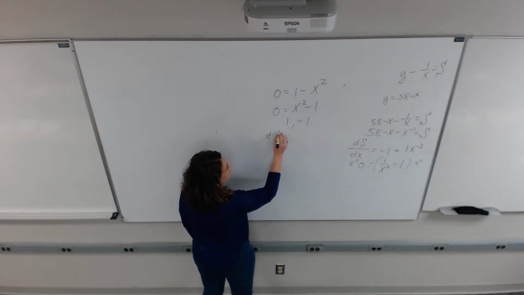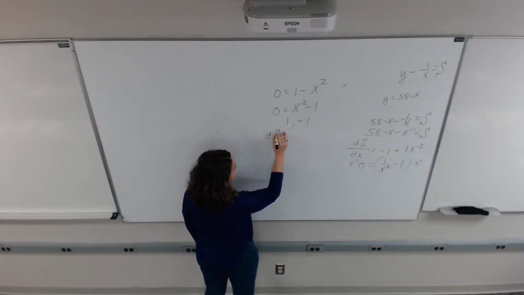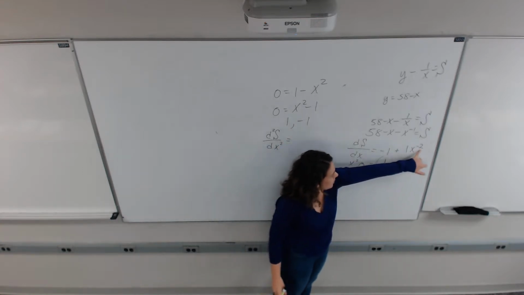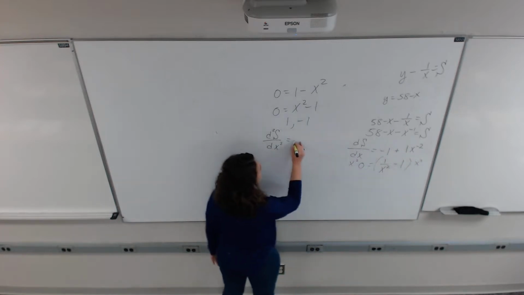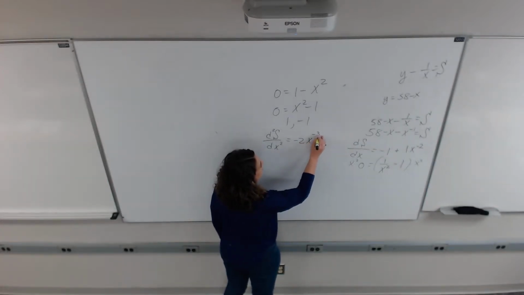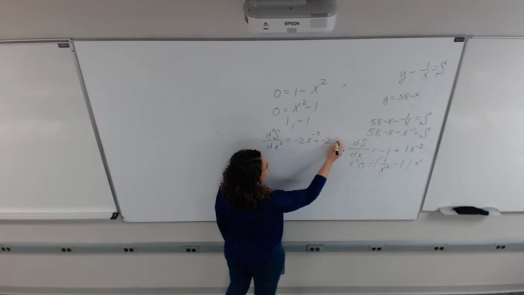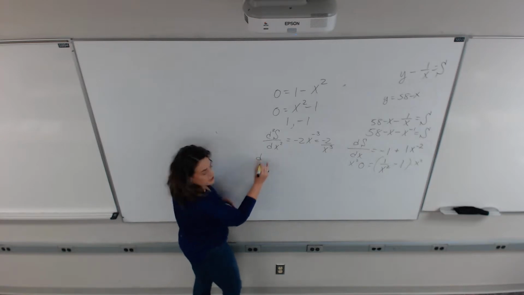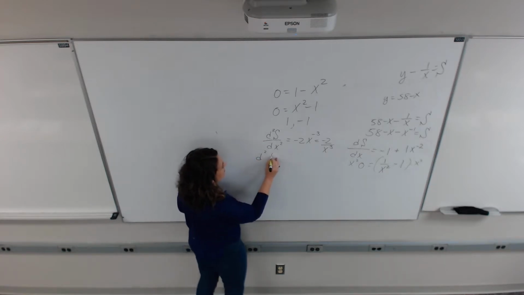So my second derivative of s with respect to x both times, the derivative of negative 1 would be 0. Bring the negative 2 to the front, so I'd get negative 2x to the negative 3, which is negative 2 over x cubed. If I plug in these two values, this is that second derivative test.